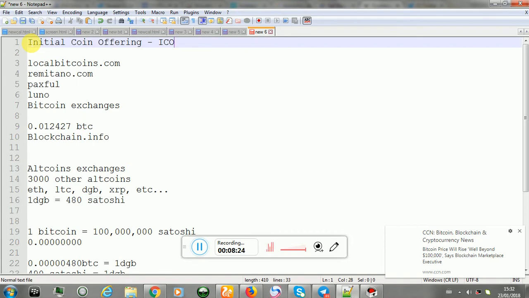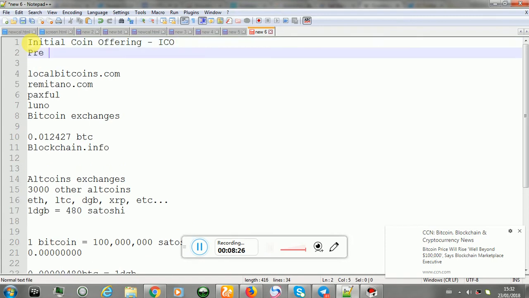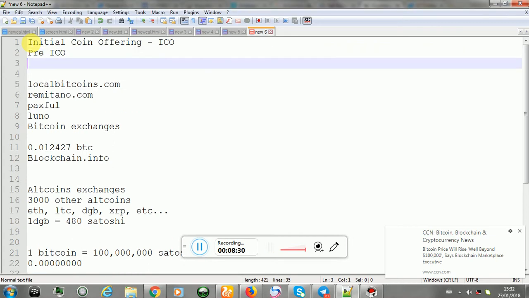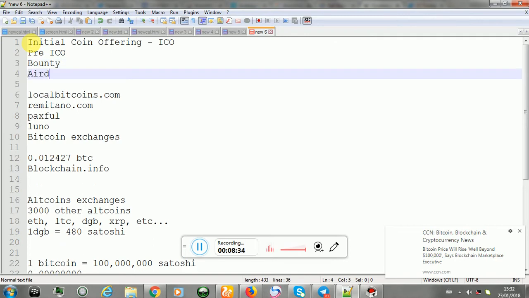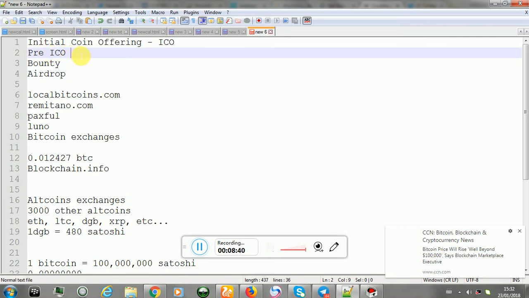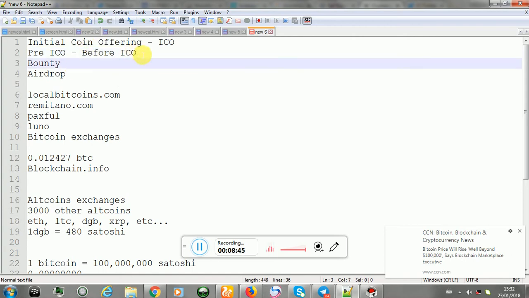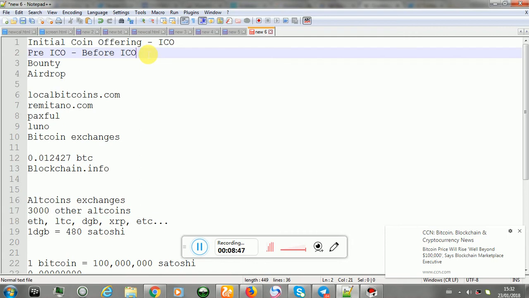Okay, another one is called the pre-ICO. We also have the pre-ICO. We also have what is called the bounty. And then we have what is called the airdrop. I'll touch all of them one by one. Okay, the pre-ICO means before ICO. Okay. Now, before the ICO, they try to gather more funds.